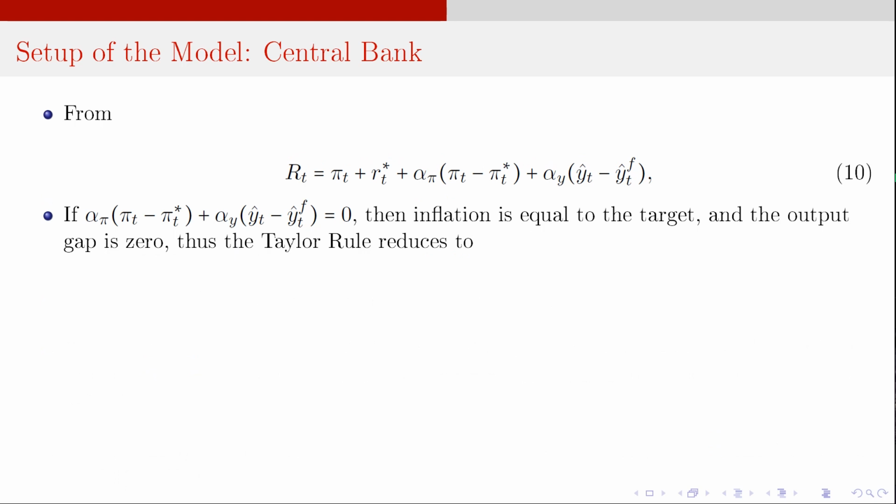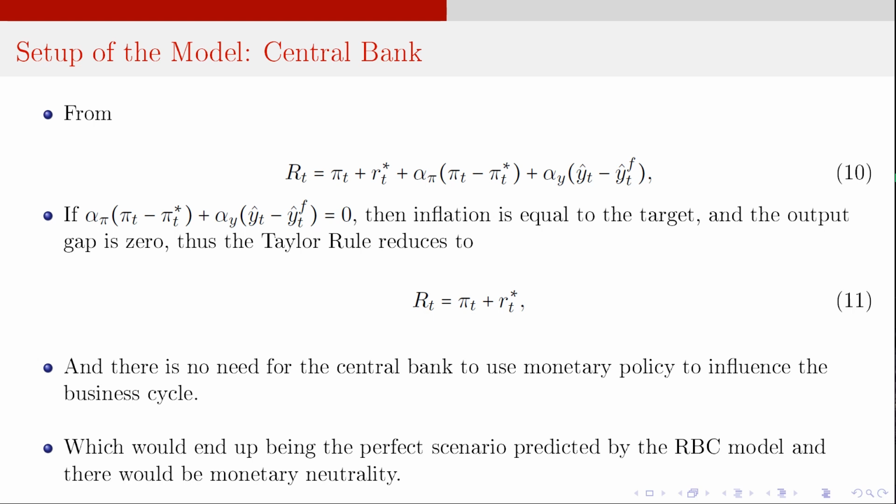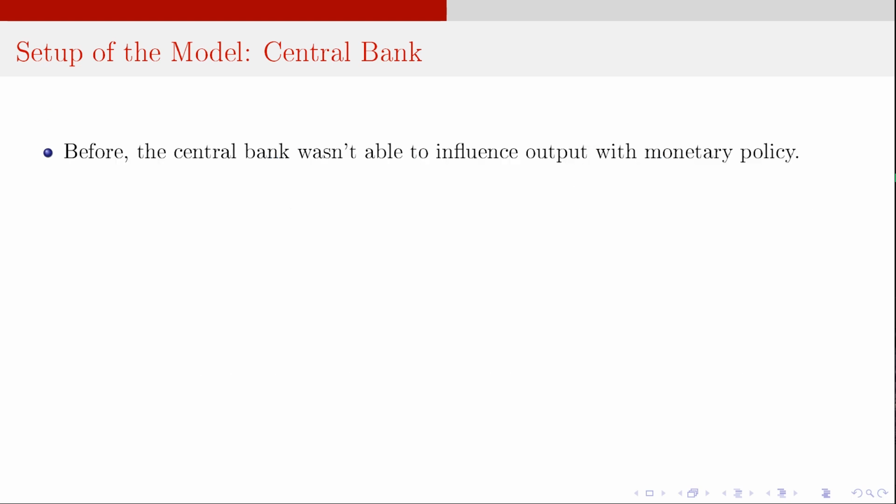Now, from this Taylor rule, if inflation is equal to its target and output is equal to the flexible price output, then alpha pi times pi t minus pi t star plus alpha y times yt hat minus yt hat f equals 0. Inflation's equal to its target, output gap is 0. The Taylor rule reduces down to this. And there's no need for the central bank to use monetary policy to influence the business cycle, which would end up being the perfect scenario predicted by the real business cycle model, and hence we would have monetary neutrality. There would be no need for any countercyclical monetary policy in this case.